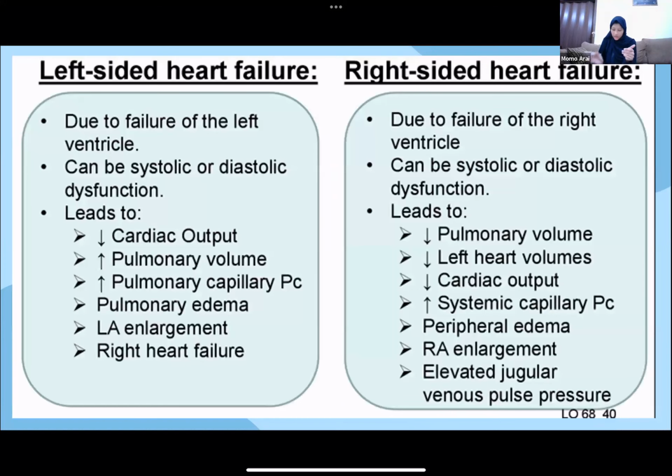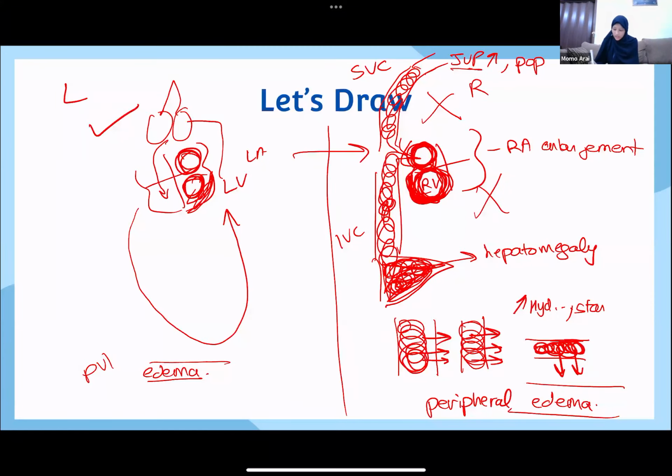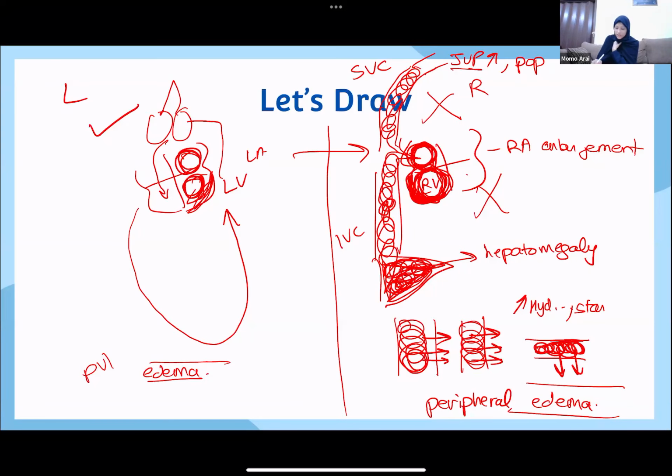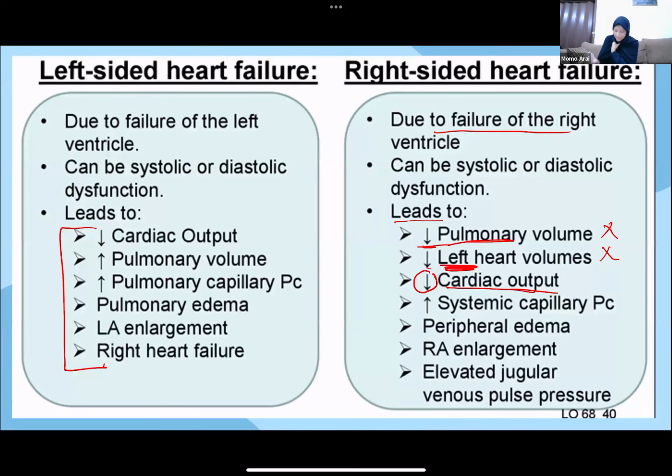Now, let's go to the right-sided. We discussed all of these symptoms. Right-sided heart failure is due to failure of the right ventricle. It's not pumping very well. This leads to less cardiac output because it's not going to the left side to begin with. So blood is not going to all of your body. So less cardiac output, less left, right? Left side does not have anything now. Even pulmonary volume is less because it's not going to the lungs, it's not going to the left side. And again, less cardiac output.